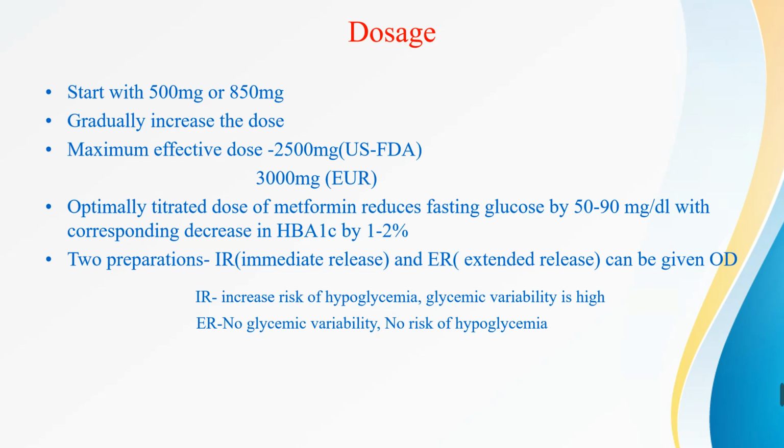The optimally titrated dose of metformin reduces the fasting glucose by 50 to 90 milligram per deciliter with corresponding decrease in HbA1c by 1 to 2%. Two preparations are available as immediate release and extended release, and they can be given on once a day basis.